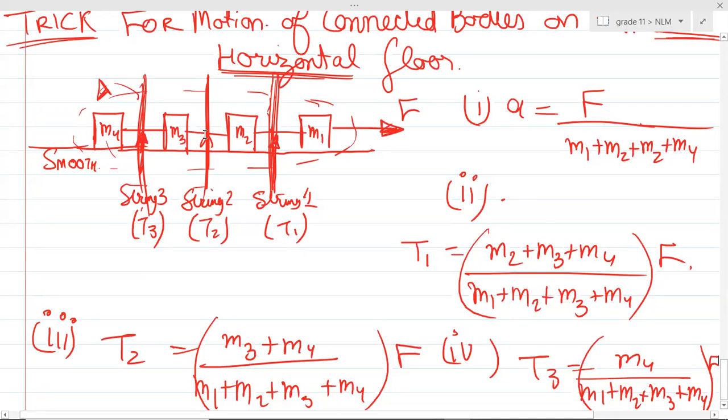Similarly, string 2 was pulling only M3 and M4. String 3 is pulling only M4. So this is a trick, remember this. But please remember, this is only valid for a smooth horizontal surface. If you make it incline or something like that, it won't work. Okay? Yes, sir. Please write it.